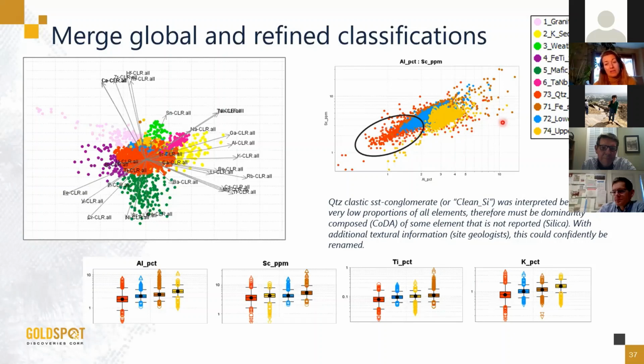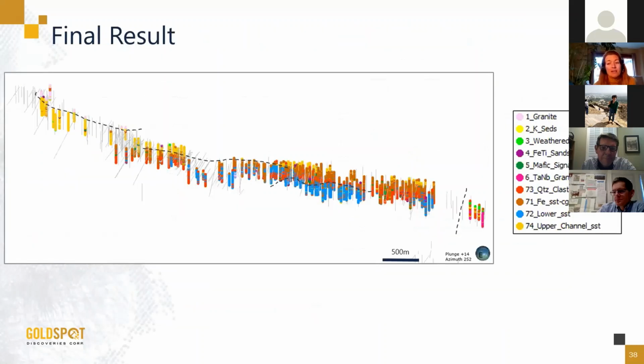Then I look at the variability of other elements, and I look at the lithological logs, and I'm able to give relevant geological names to the rest of my unsupervised clusters. And then this is the final result. So we have our final merged workflow of our global workflow together with our refined workflow here. We see first our granite in light pink up there, and then our upward channel sediments in light orange. We move down into our iron sandstone conglomerates, and then our lower sandstones down here. Finally, on the other side of a question mark fault, we have our tantalum niobium granite over here, as well as our weathered granite unit at the top.